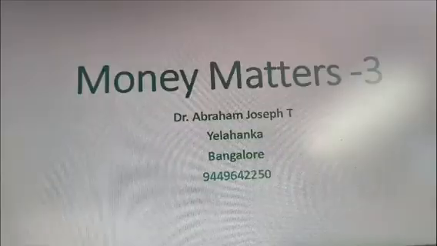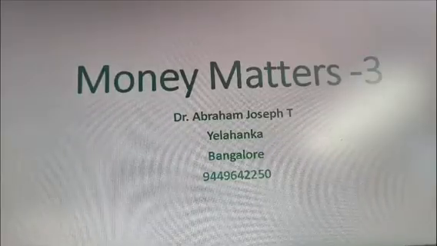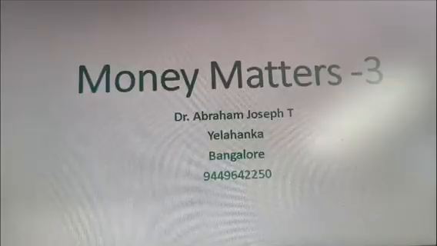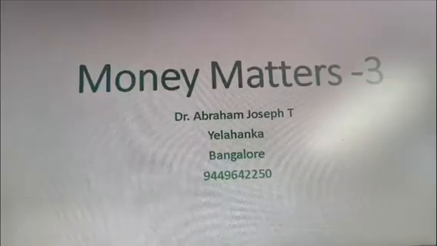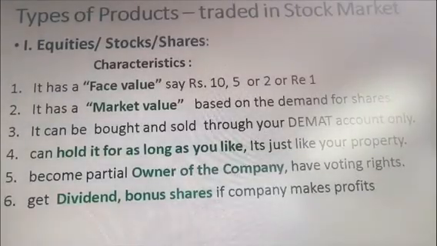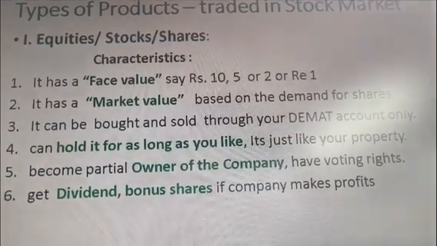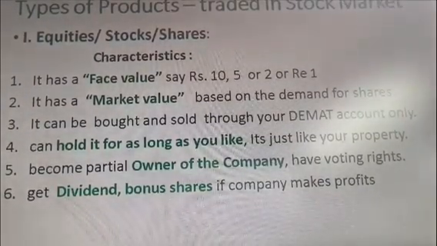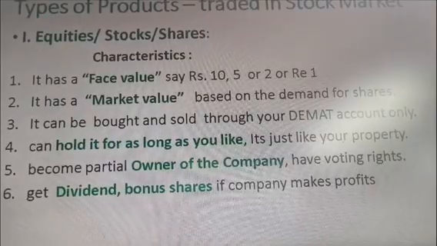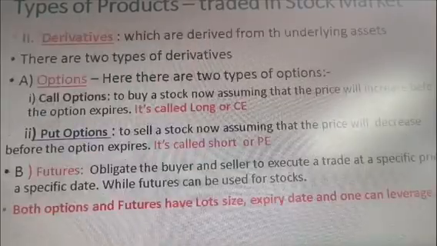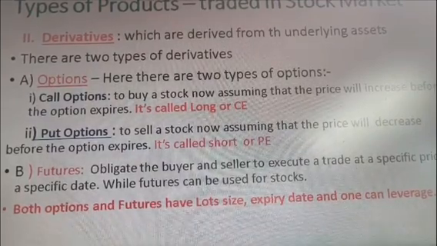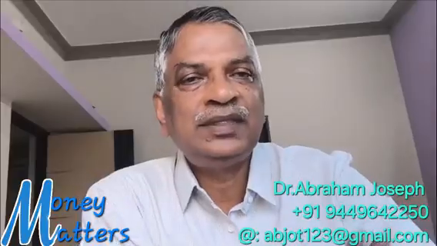Today we are in the third part of Introduction to Share Market Trading. Yesterday we studied about the advantages and disadvantages of stock market, and today we shall concentrate on the types of products that are traded in the stock market. Basically there are two types of products that are traded. One is called equities, it's also called as stocks or shares, and the second one is called as derivatives. So we'll be studying in detail about these things today.